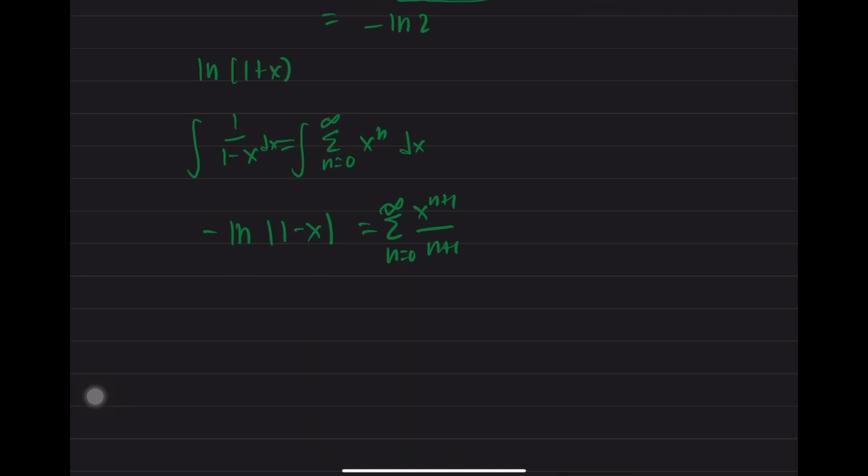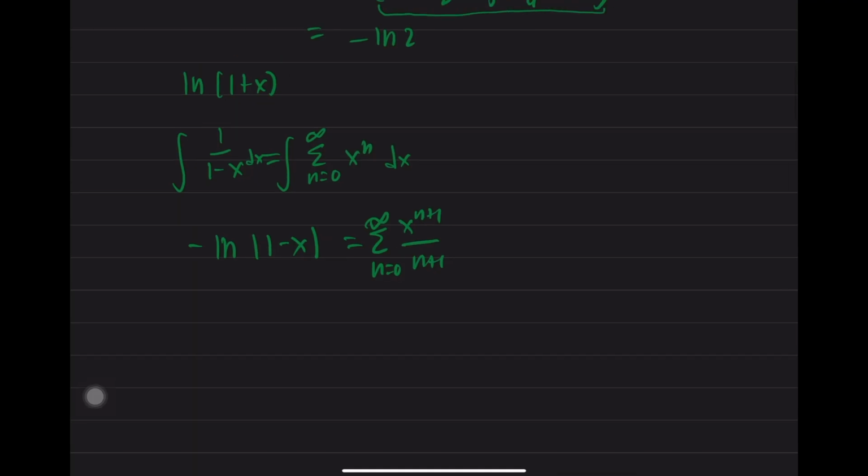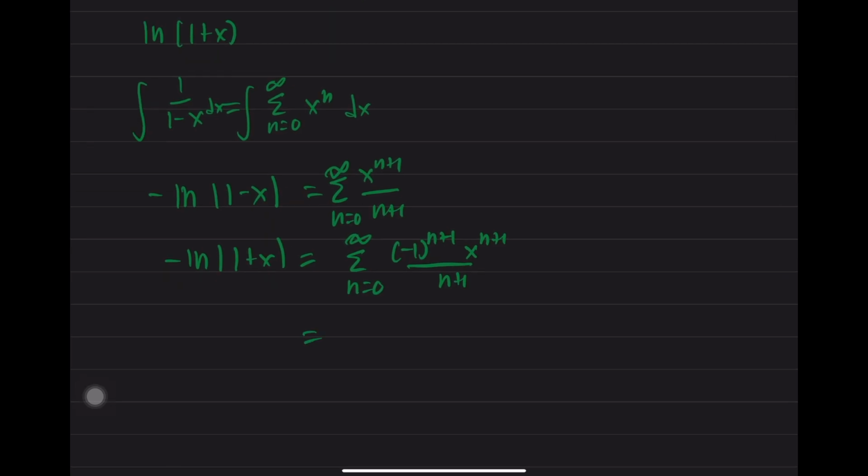Also notice that I have not put the c because it won't be needed. So now we have negative ln of 1 minus x. Well, since we want ln of 1 plus x, we'll let x equal negative x, and we'll have negative ln of 1 plus x. This is the sum from n equals 0 to infinity, negative 1 to the n plus 1, and then we have x to the n plus 1 over n plus 1.